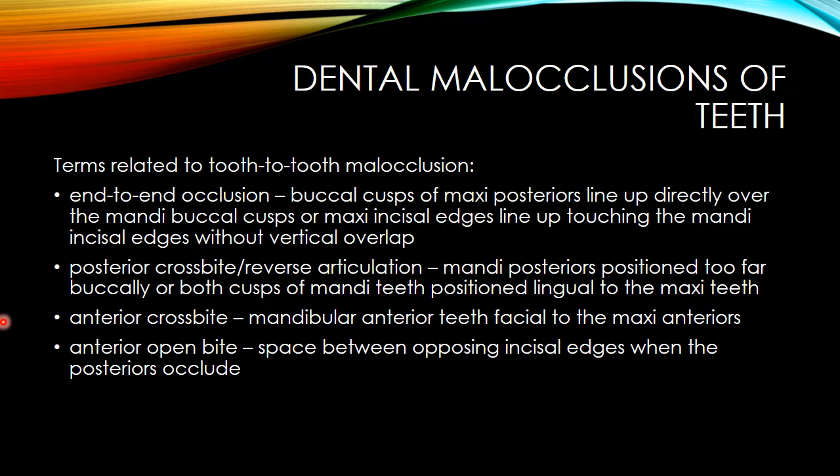Posterior crossbite or reverse articulation is when the mandibular posteriors are positioned too far buccally, or both cusps of the mandibular teeth are positioned lingual to the maxillary teeth. Anterior crossbite is when the mandibular anterior teeth are facial or ahead of the maxillary anteriors. Anterior open bite is when there is a space between opposing incisal edges when the posteriors occlude.